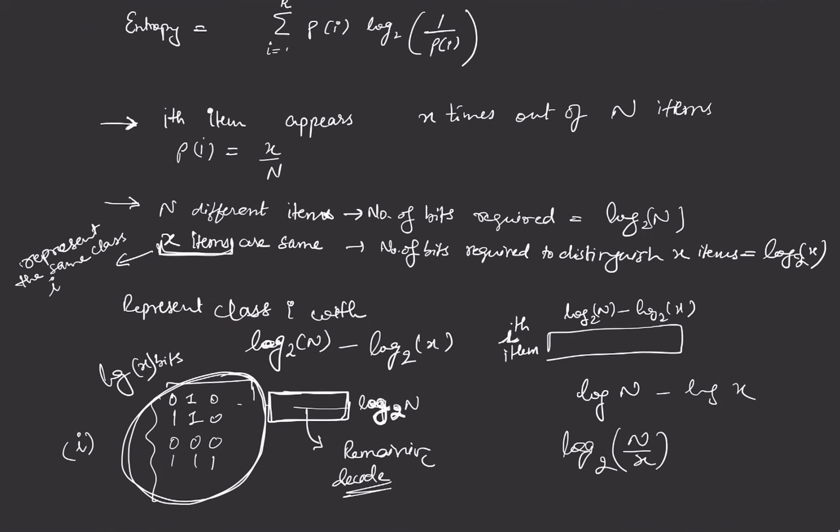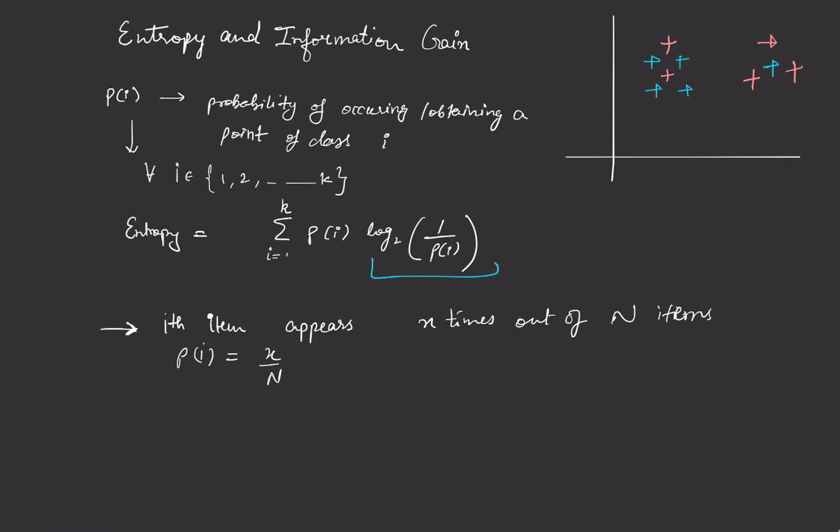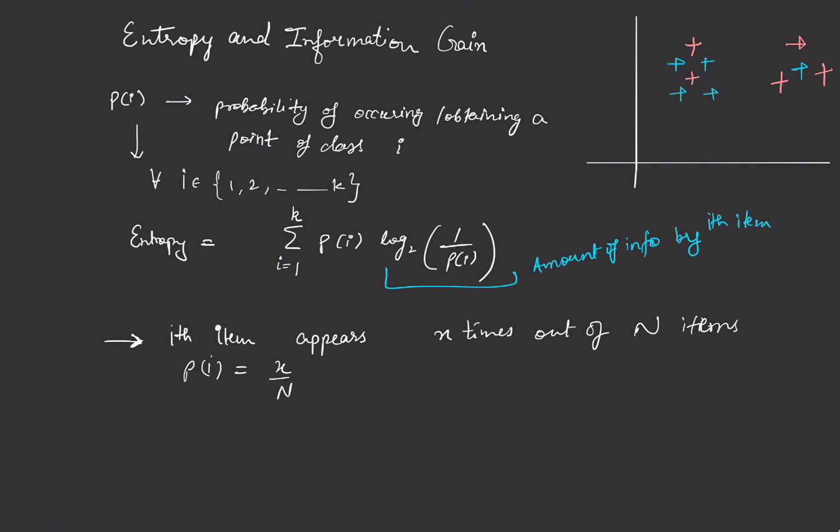So this is the idea, and log n by x is nothing but log of 1 by pi. So this represents the amount of information contributed by the ith item. But this information appears only with the probability pi. Hence the expected number of bits required.